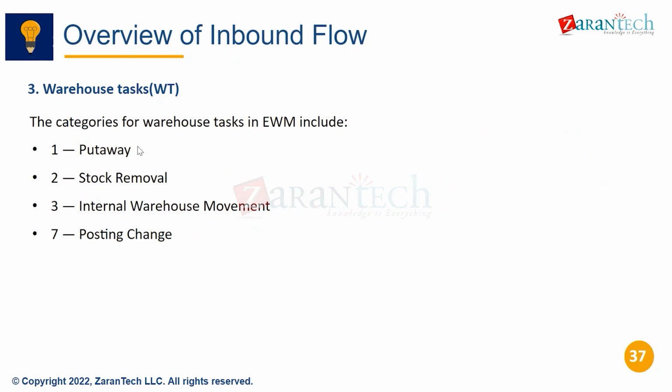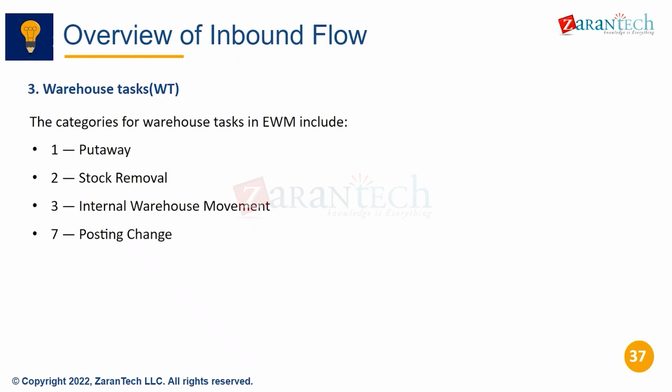Now, what are the different categories for the various tasks in EWM? These are the four different categories for which warehouse tasks will be created, for different activities. One is put away, another one is stock removal, third one is internal warehouse movement, and fourth one is a posting change. So for these four categories, the warehouse task will always be created.